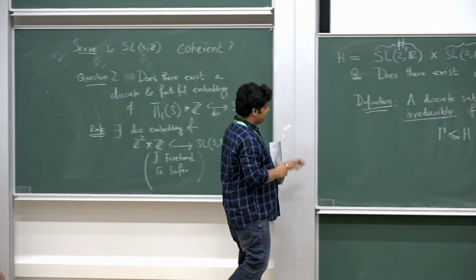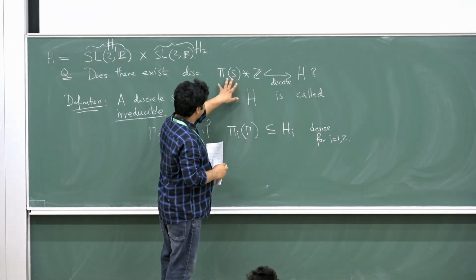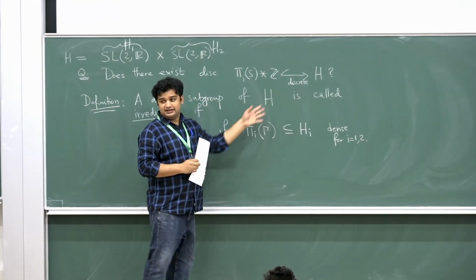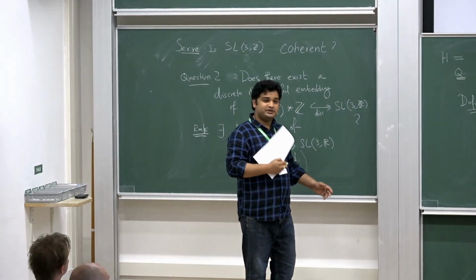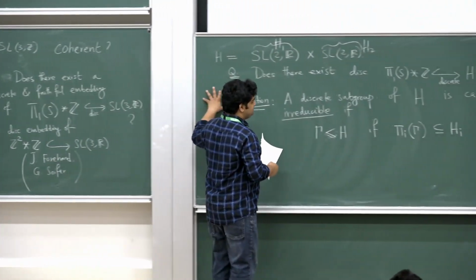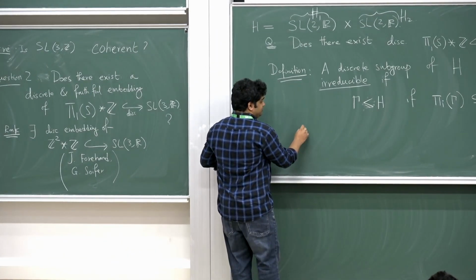Now, why is this relevant to this question? One can actually show that, well, if we have some examples like this here, then it has to be an irreducible discrete subgroup. It is a bit of an argument, but it's true. So here are some examples.